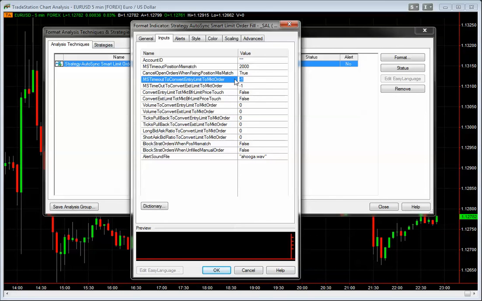Let's set both these fields to 5,000. Well, I'll set the first field to 5,000 milliseconds or 5 seconds, and the second field to 45,000 milliseconds, which would correspond to 45 seconds.